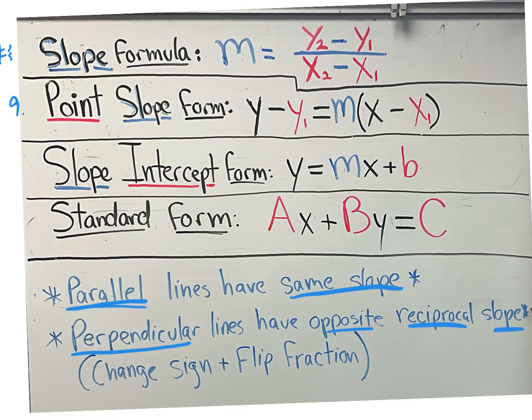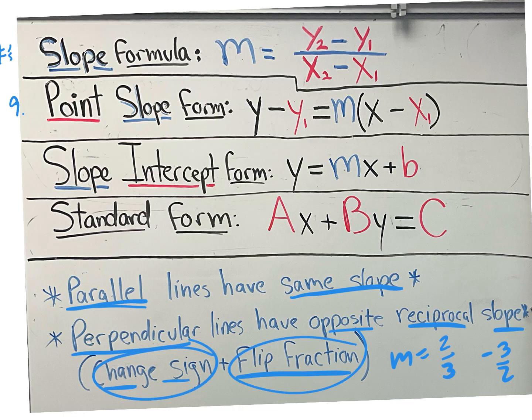What does that mean? That means you change the sign. So if it's positive, you change it to negative. If it's negative, you change it to positive, and you flip the fraction. Okay. So if I told you, what is the perpendicular slope of 2/3? That'd be -3/2. So that's what perpendicular is. You change the sign and flip the fraction. So right here, it changes to a negative and you flip the 2/3 to become 3/2.